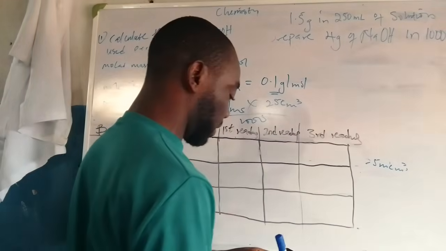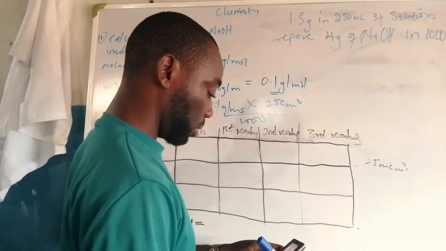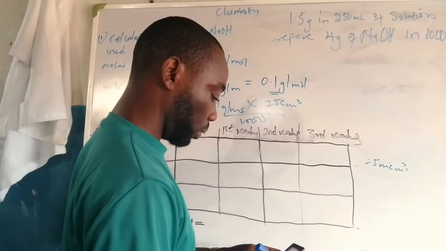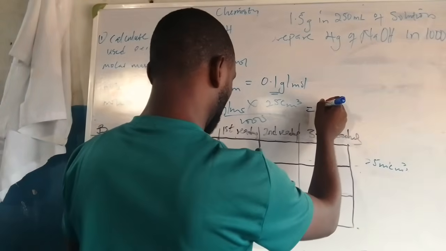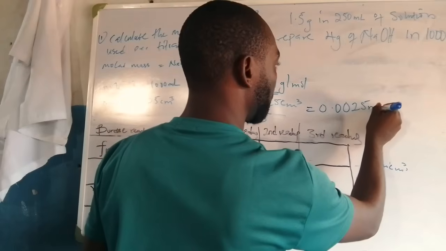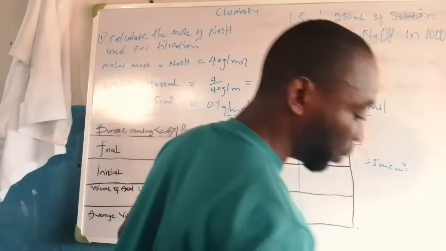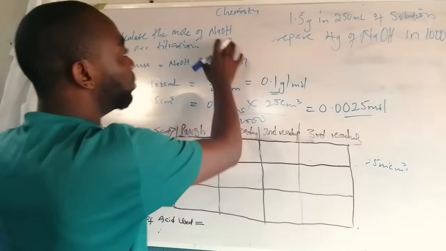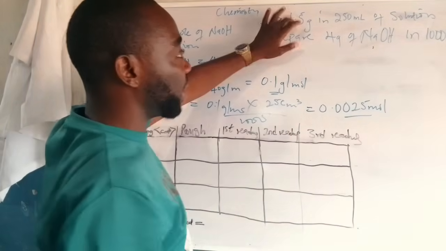So when we do it, it will give us 0.0025 moles. Okay, this is what it will give to us, 0.0025 mole. Now that is for sodium hydroxide. Now let us calculate for acetic acid.